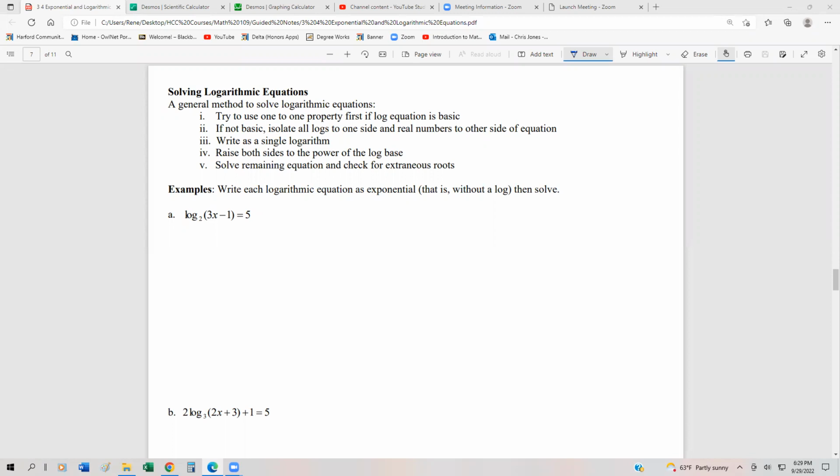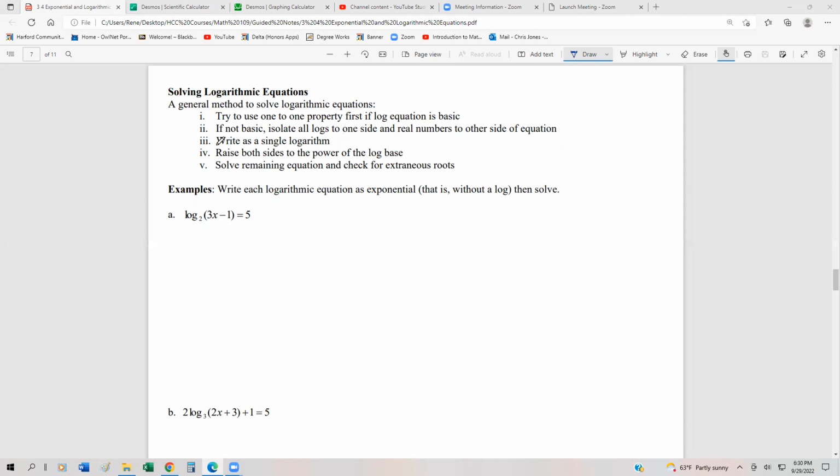Now, a process that we can use to solve this is to, first of all, try to use some of the basic properties of the log equations to try to get to a single log if necessary. If it's not basic, we want to try to get all the logs to one side and all the real numbers to the other side of the equation, if at all possible.